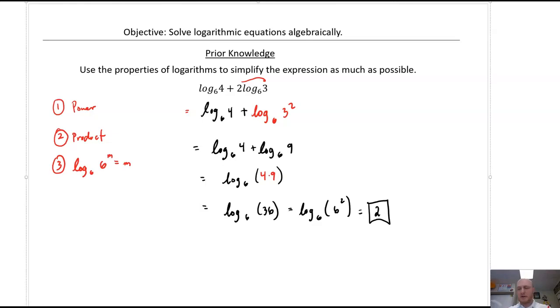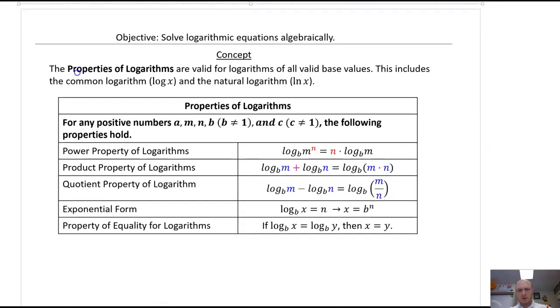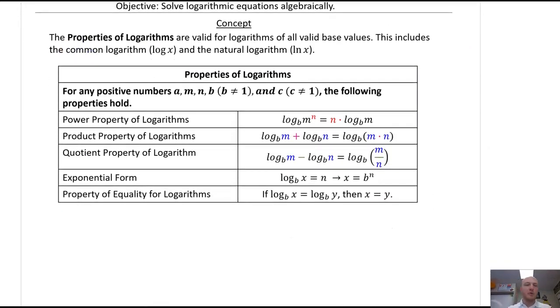All right, so here is a refresher on the properties. Again, like I said, the main properties that we will be using are the power property. You can bring your coefficient up into the power. We'll also be looking at the product property and the quotient property, and that just says if we add, we multiply, and if we're subtracting two logarithms, we are dividing.